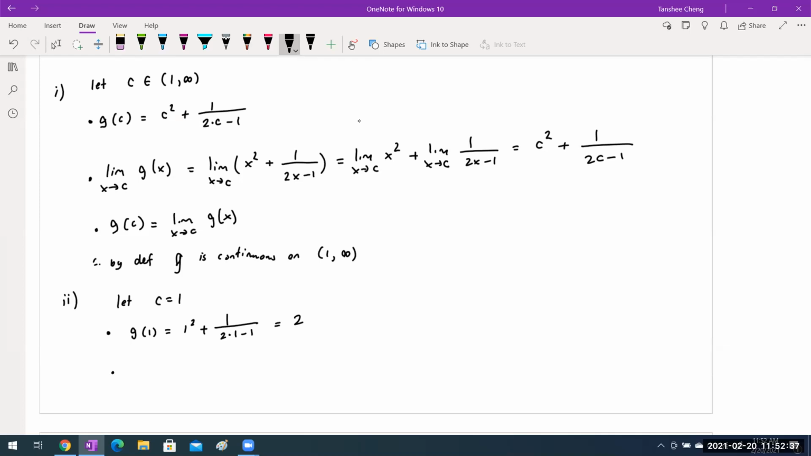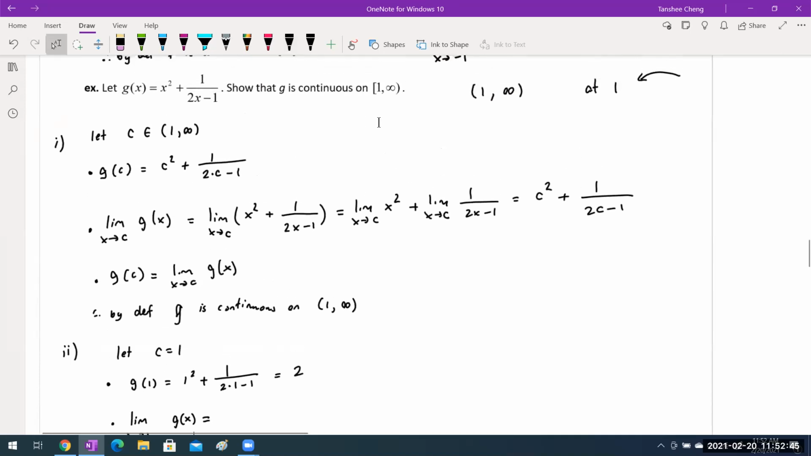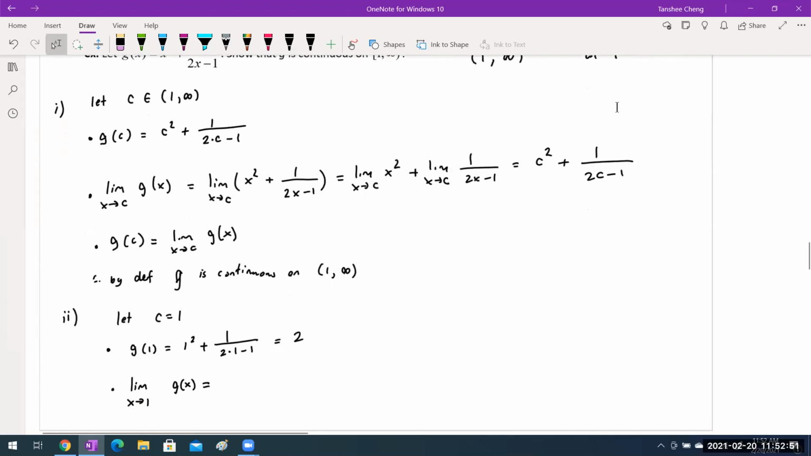Now we need to show the limit as x approaches 1 of the function. But this 1 is the left endpoint, so it must be continuous from the right. So therefore, you need to indicate it correctly: continuous from the right. On the test, if you do not indicate it correctly, that's where you're going to lose points for this entire part. So that's a chunk of points right there.